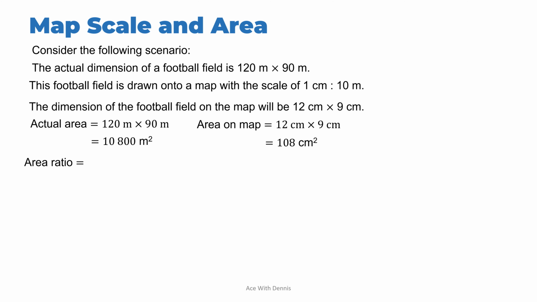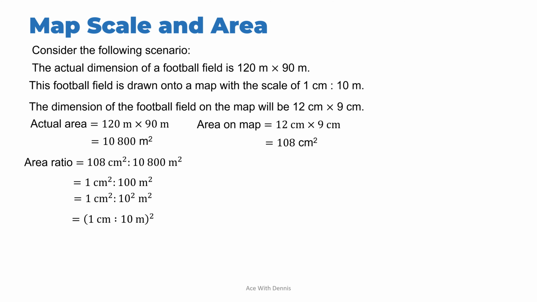Now, we can find the area ratio, which is 108 centimeters square to 10,800 meters square, which can simplify to 1 centimeter square to 100 meters square. The 100 is 10 square, which will give us 1 centimeter to 10 meters square. And we can see that it is the ratio of the length square.